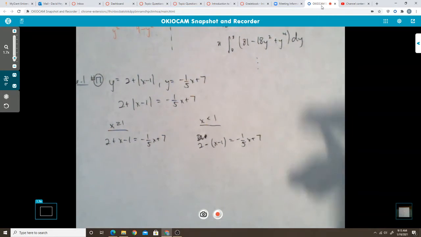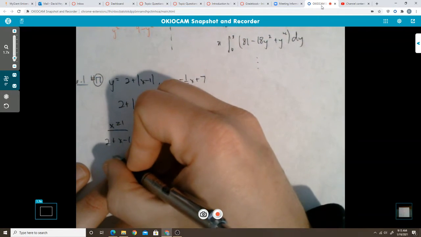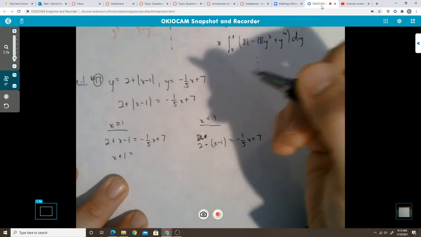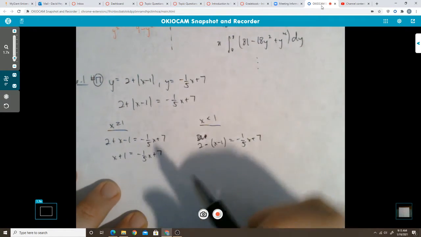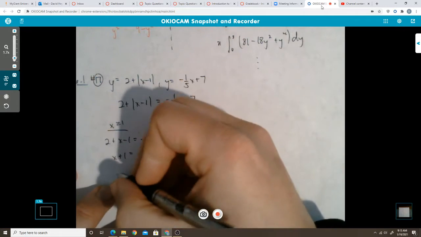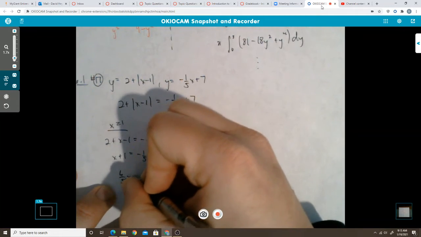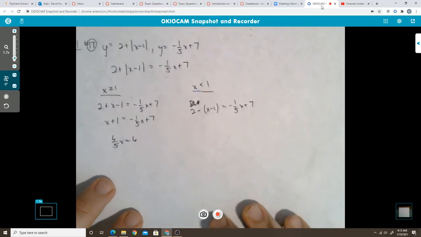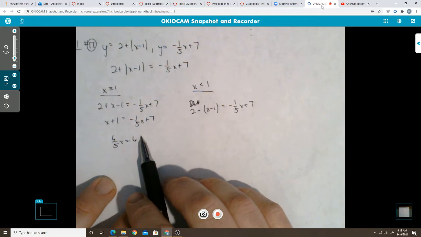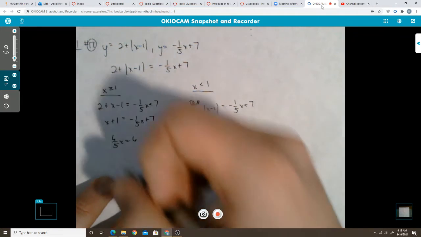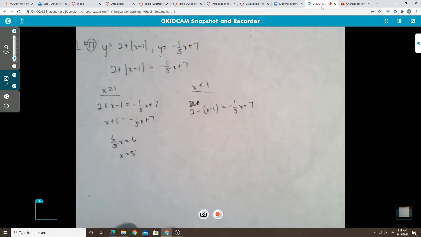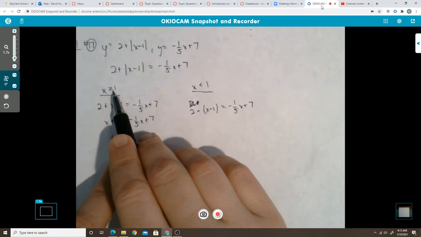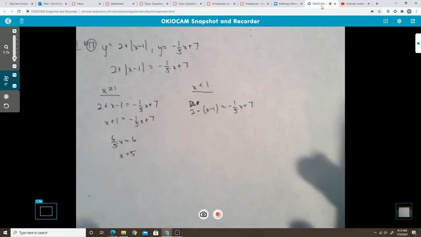And then you can just solve for x from there. So in the first case, this looks like x plus 1 equals negative 1/5 x plus 7. We can subtract the 1. We can move the 1/5 over, so we get 6/5 x equals 6. Multiply by 5, you get 30. Then divide by 6, and you get 5. So there's one place where it's going to intersect.